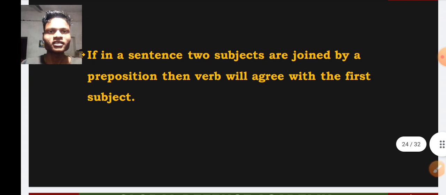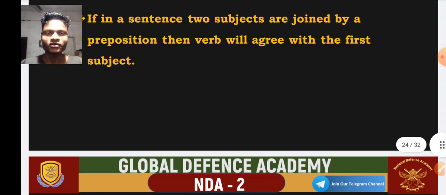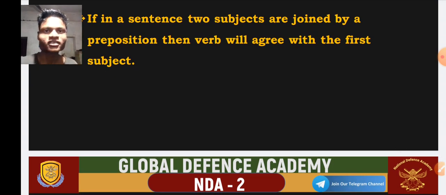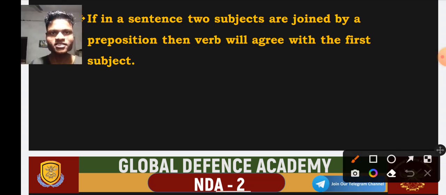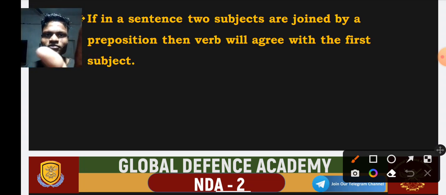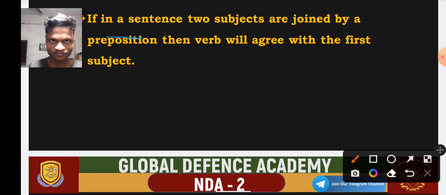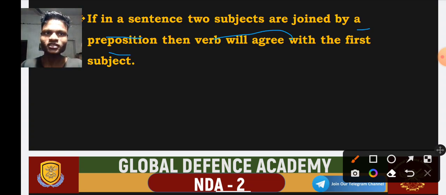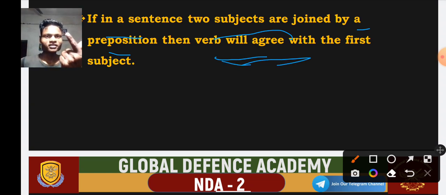And another rule is coming here. What does it mean? If in a sentence two subjects are joined by a preposition, then the verb will agree with the first subject. Let's understand it in a very complete manner. What is written and what we have to understand.